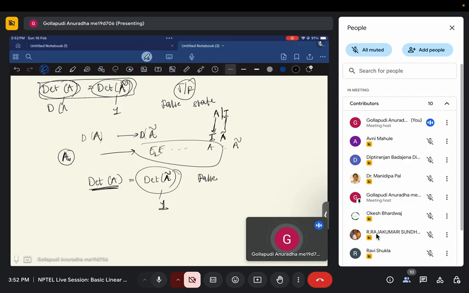But if you consider all the elementary row operations that are making it the reduced echelon form, then this will be true. You understand? Simply without this, it will not be true.